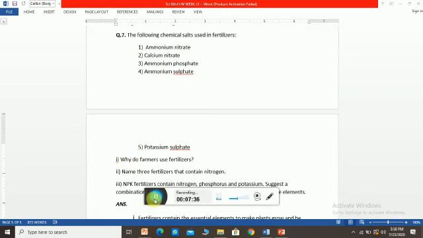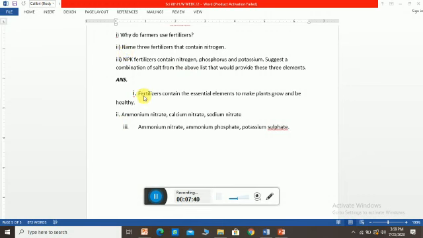Second, name 3 fertilizers that contain nitrogen. Look at the above 5 names. Whenever there is a nitrate, definitely nitrogen is present. From those 5 names, ammonium nitrate, calcium nitrate, and ammonium sulfate, in all 3, nitrogen will be present.